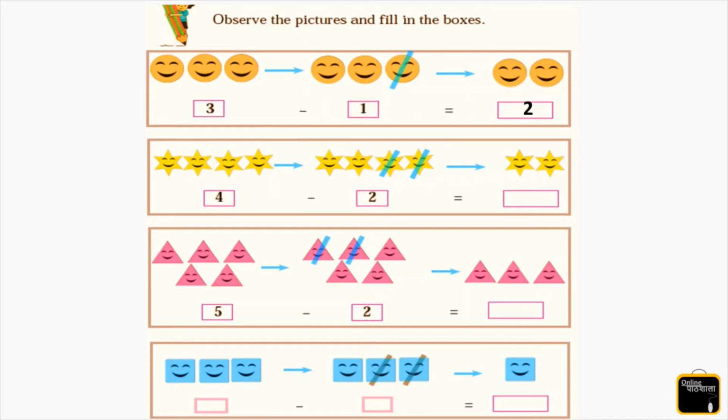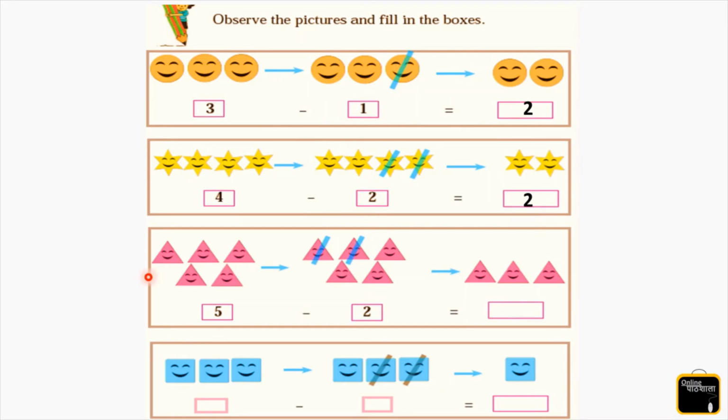Very good. Now here we can see some stars. Let's count first. 1, 2, 3, 4. Yes, here we write 4. And what action do we have to do? Yes, minus. Minus means we cut. How many stars are we going to minus? 2. It means 1, 2 are going to be cut. How many stars are left? 1, 2. It means we are going to write here 2.